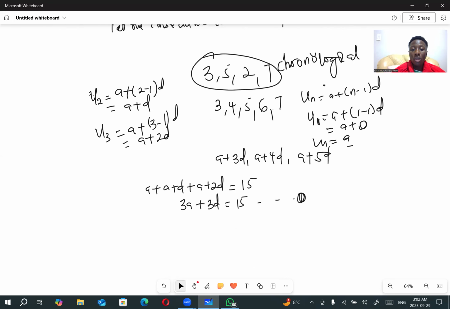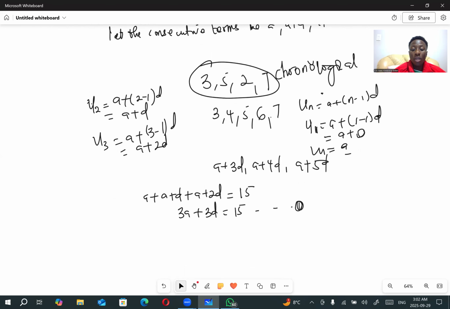So now we are done with the sum. Let's come to product. Safia, talk to me. It says that three consecutive terms have product 80. So help me with product. You already know the three consecutive terms, so help me.